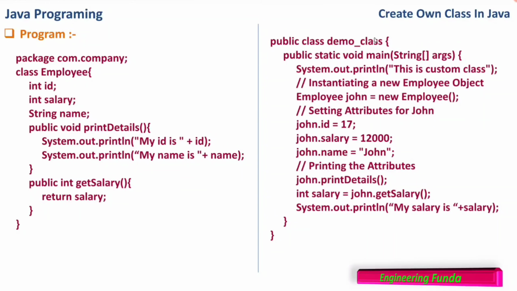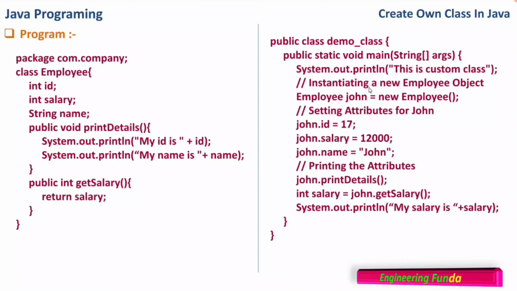Now here is the second class, which is the Demo class, which has public static void main. So here you can see that there is no void main in the first class. Void main can be present only in the class which is a public class. Here we are just printing a message that this is a custom class.